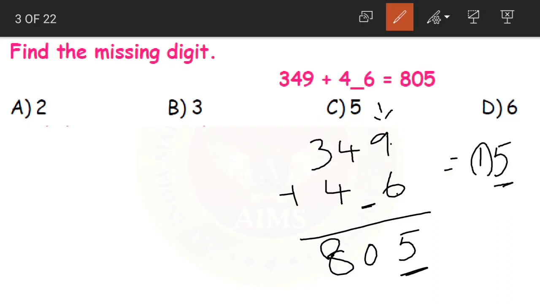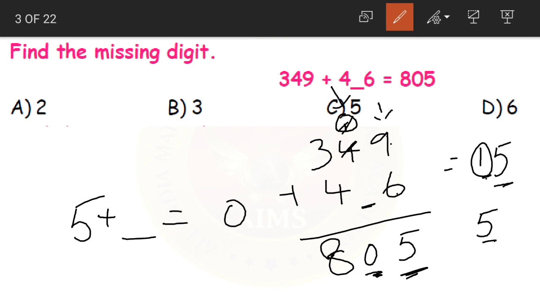Now 5 is written here, and what about this one? 1 will be carried. Yes, 5 is written here and the 1 in tens place will be carried. Now coming to the tens place, we have 1 plus 4 which is equals to 5. And here we are having 0. See, 5 plus something is equals to what? Is equals to 0. Now, if we add any number to 5, it will obviously be greater than 0, right? Even if I add 0 to 5, 5 plus 0 becomes 5.